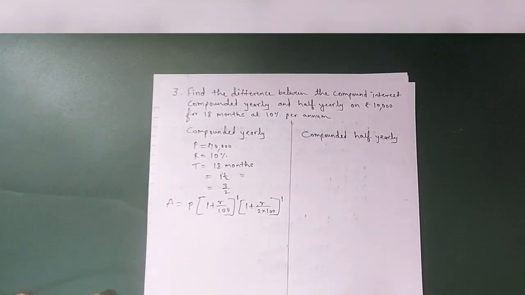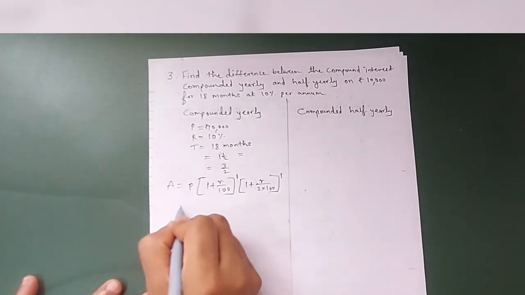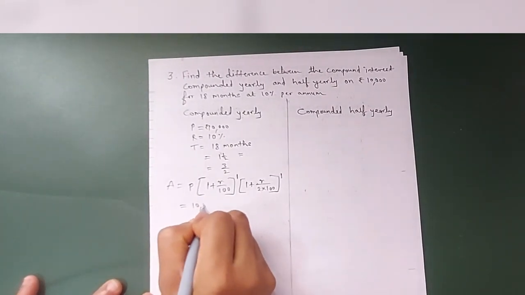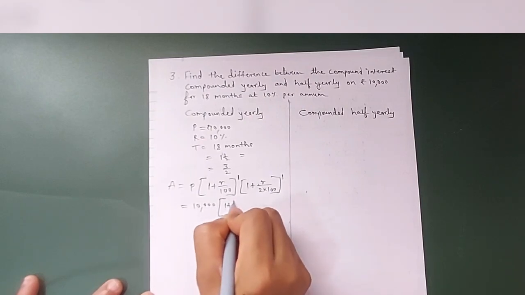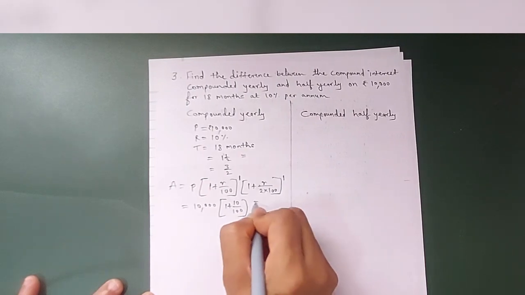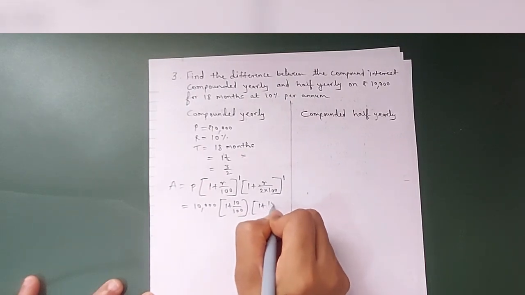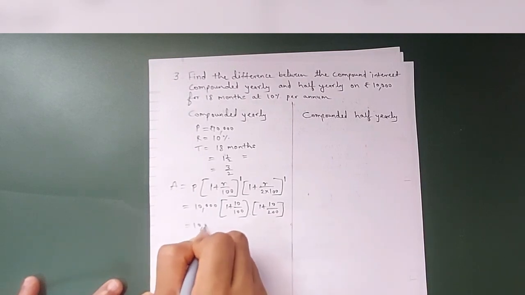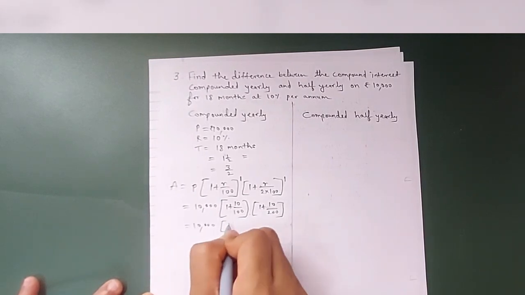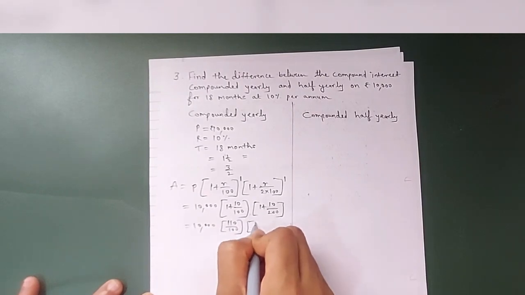So now let's put the values and solve it. P is equal to 10,000. 1 plus R is here 10 upon 100, and here 1 plus 10 upon 200. So now here 10,000, and here what will come? 110 upon 100, and here 210 upon 200.